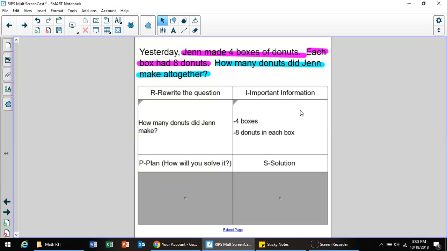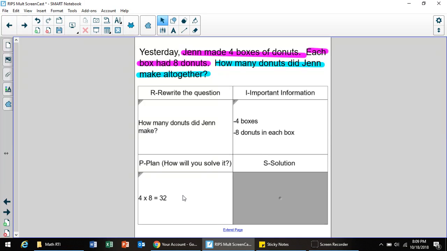So what kind of math is this? What am I going to do for my plan? How would I figure out how many donuts did Jen make? If you're thinking multiplication, I am too. So our equation would be our 4 boxes times 8 in each box. Or in other words, 4 groups of 8. Boom. 4 times 8. At this point, if you don't know your facts, again, you would use a multiplication strategy.